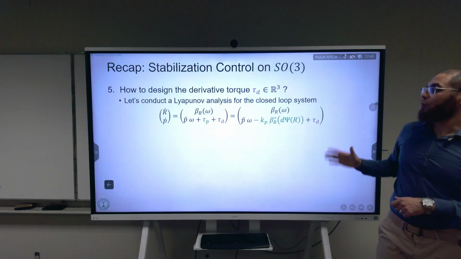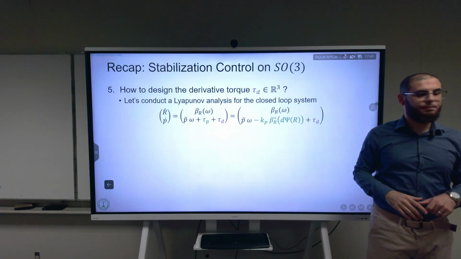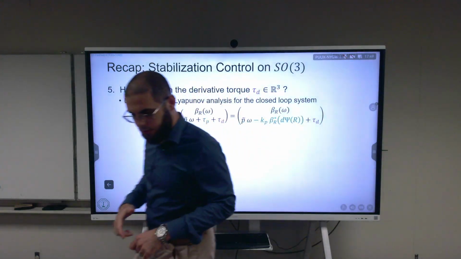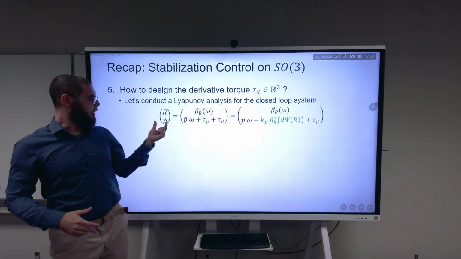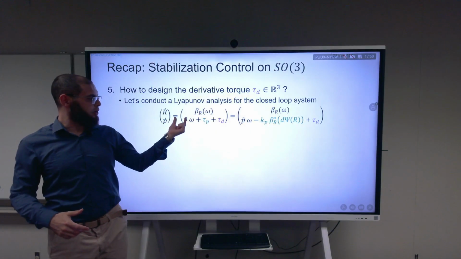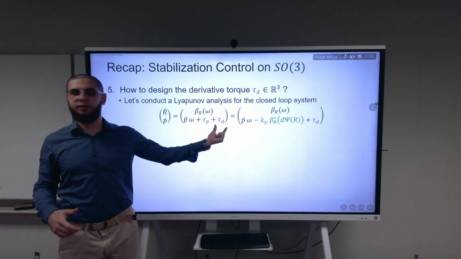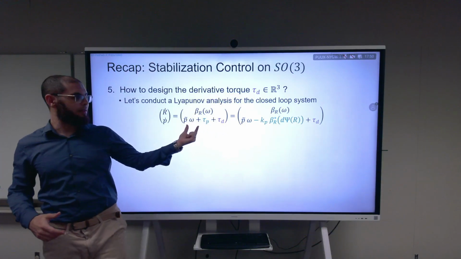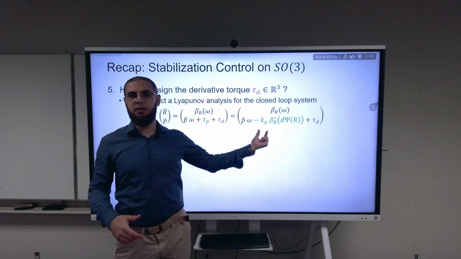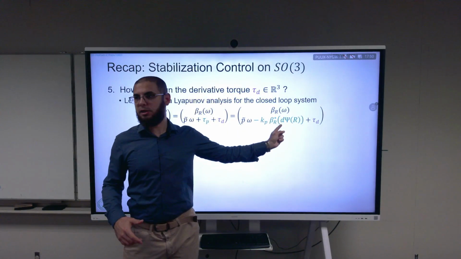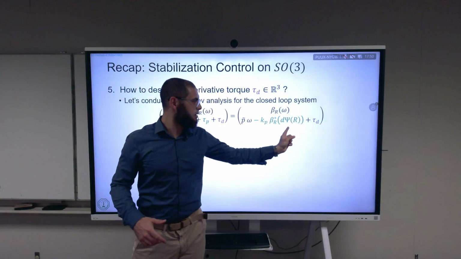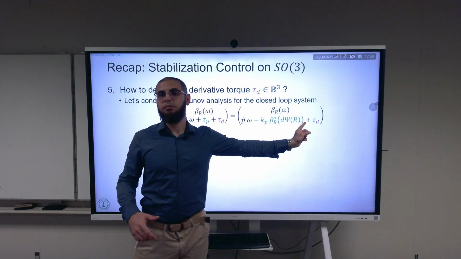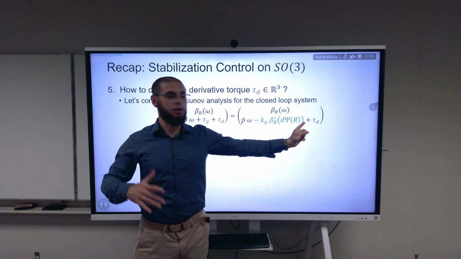Last step, okay, so this is our closed loop system now. We have R dot is equal to beta R of omega, and P dot is equal to the gyroscopic term plus the proportional derivative term. We said that the proportional term in the end is simply minus Kp multiplied by beta R star. So that's a function of R, and it eats d psi of R, which is another function of R in general, okay?